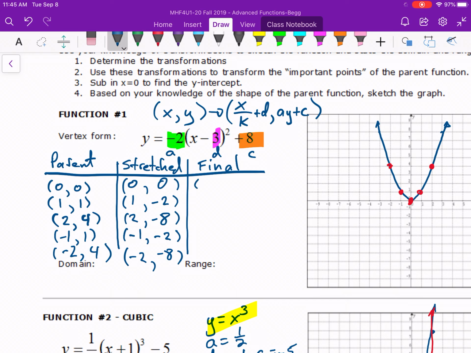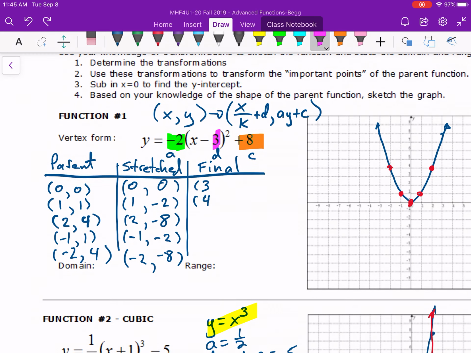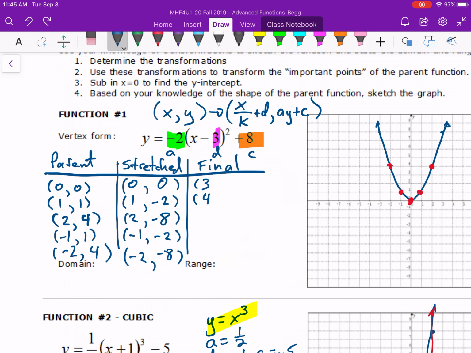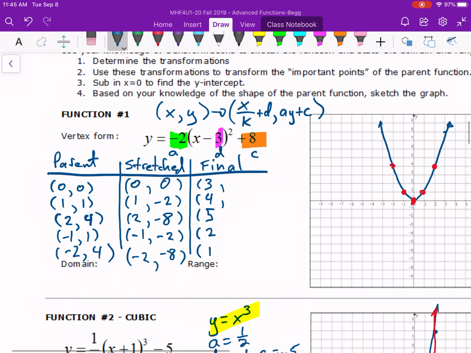So 0 plus 3 is 3. 1 plus 3 is 4. So again, if you're lost, I'm adding 3 to these. All right, I just want to undo these colors as I go along so that I don't have to do it later. 2 plus 3 is 5. Negative 1 plus 3 is 2. Negative 2 plus 3 is 1. There's my final x values.